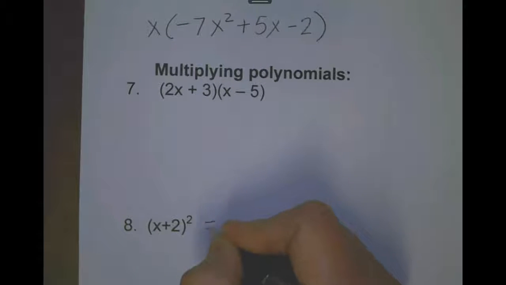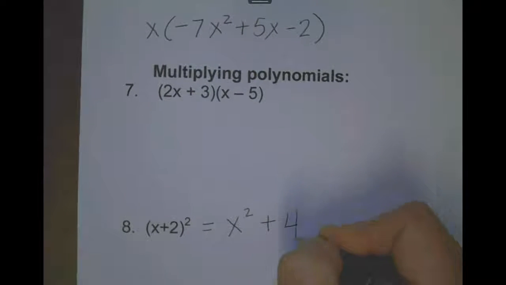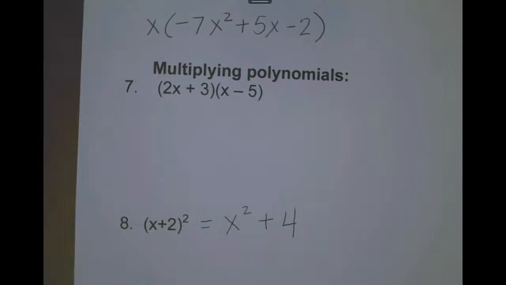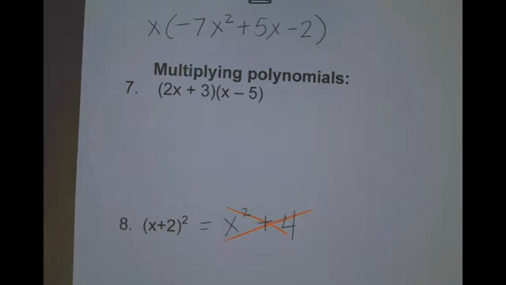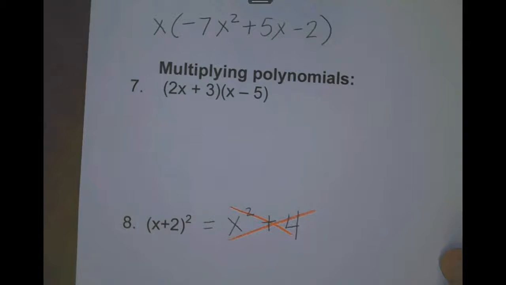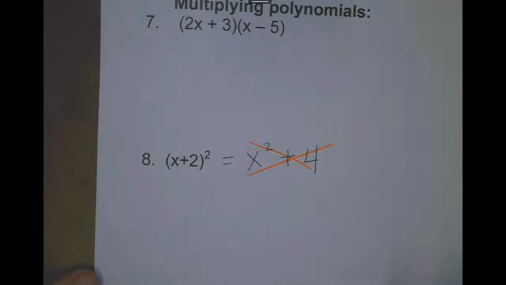Would you say that the answer to this is x squared plus 4? Do you square the first one and square the last one and then you're done? That is not correct. Would you please write it down on your paper and put a great big X mark on it so that you know never, never, never to do it that way? Well, I know some of you are sitting there thinking, I thought that was the answer. If I don't do it that way, what am I supposed to do?